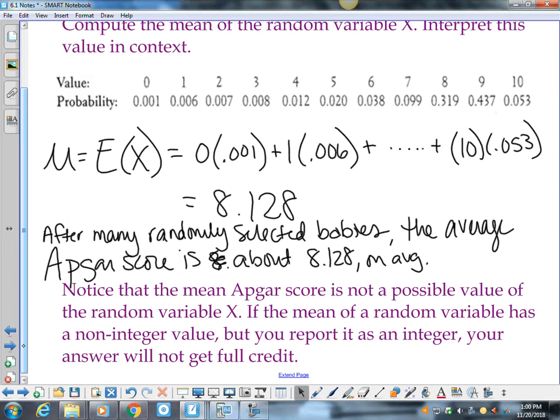Notice that the mean Apgar score is not a possible value for the random variable x. If the mean of a random variable has a non-integer value, but you report it as an integer, your answer will not get full credit. What does that mean? I know that Apgar scores are a 0 through 10. This is not a valid Apgar score. But if I take that and say, okay, I'm going to alter my answer then, I'm going to change it to 8. What is this last sentence saying? You can't do that. You will not get credit if you do that. Do not truncate your answer. Do not ignore those decimals.